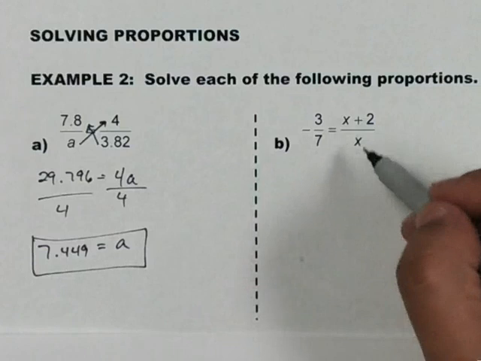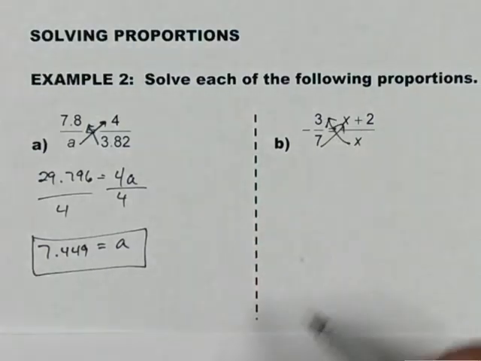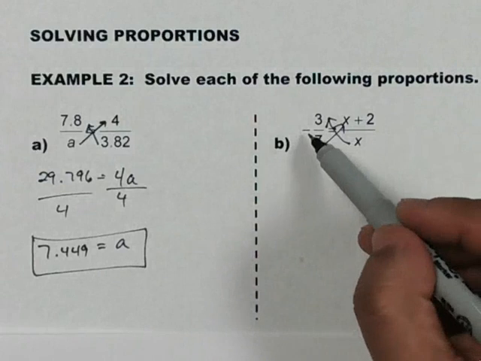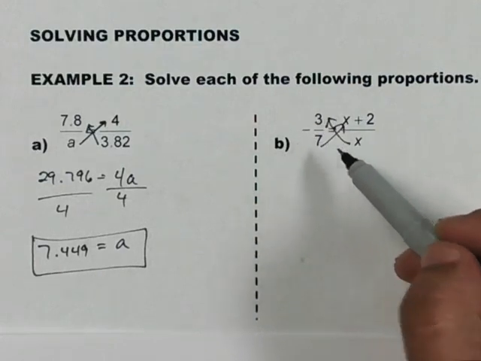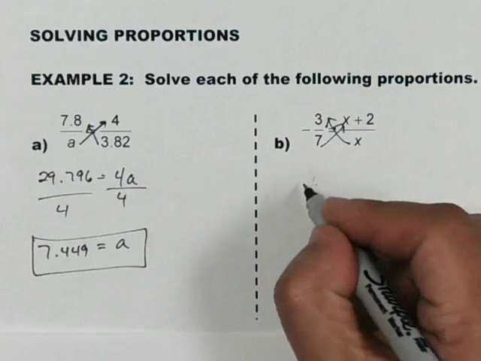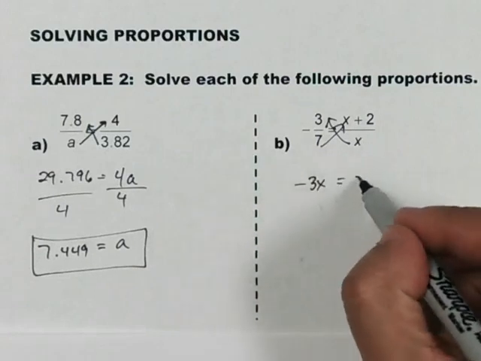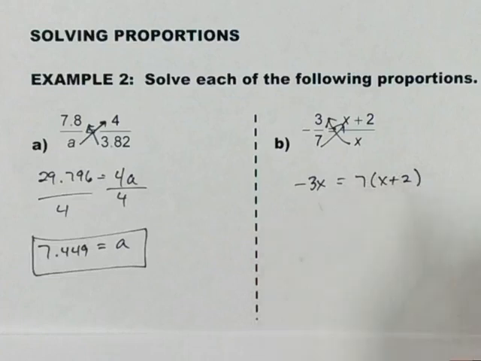Right. Now let's do this next example. Same idea, we're going to use cross products. The only difference with this is that I have a negative. Now I can use the negative with the 3 or I can use it with the 7. Either one, as long as you use it one time. So I'm going to say negative 3x, I'm going to use it with the 3, is going to be equal to 7 times x plus 2.